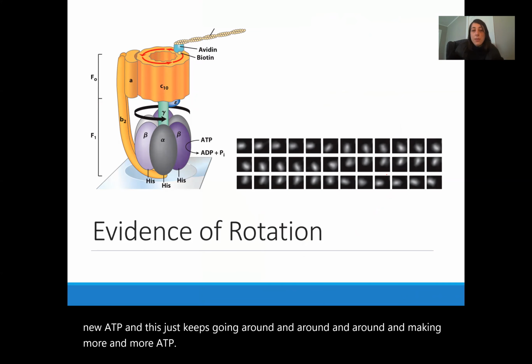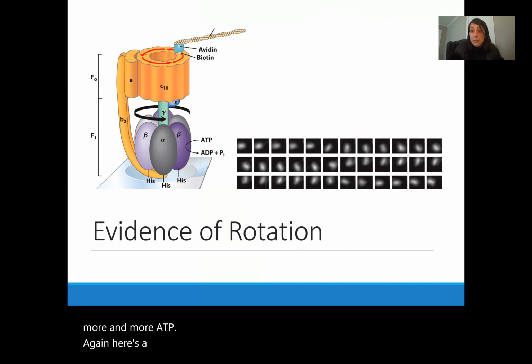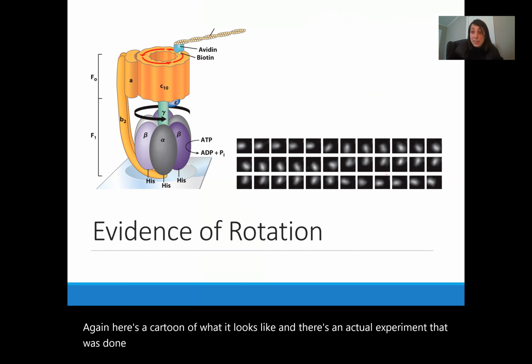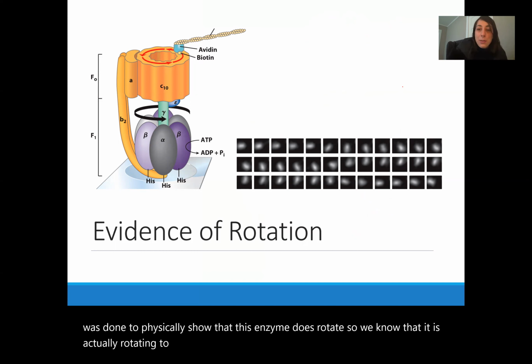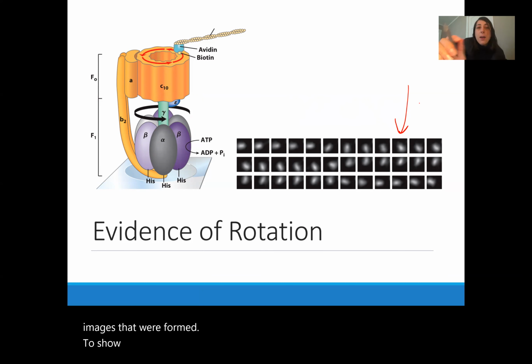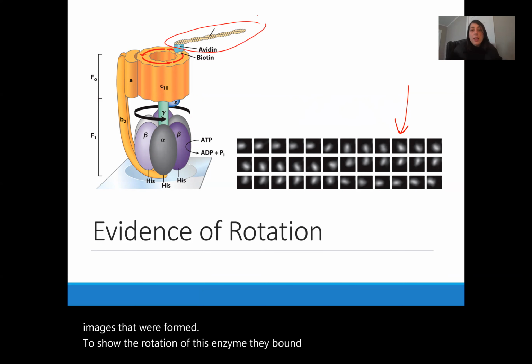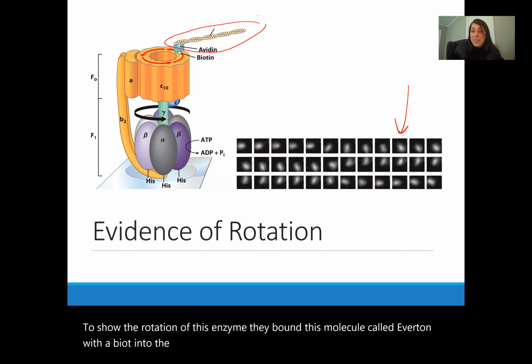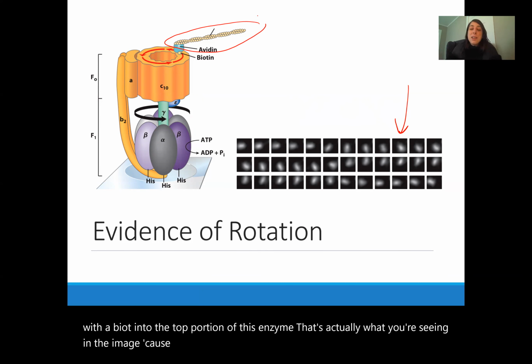Again, here's a cartoon of what it looks like, and there's an actual experiment that was done to physically show that this enzyme does rotate. So we know that it is actually rotating to generate ATP. And these are actually the microscopic images that were formed to show the rotation of this enzyme. They bound this molecule called avidin with a biotin to the top portion of this enzyme. That's actually what you're seeing in the image because they watched it move around as the whole enzyme moved.